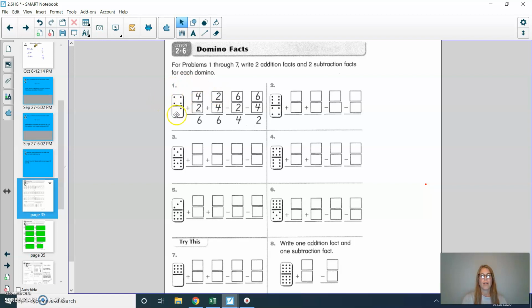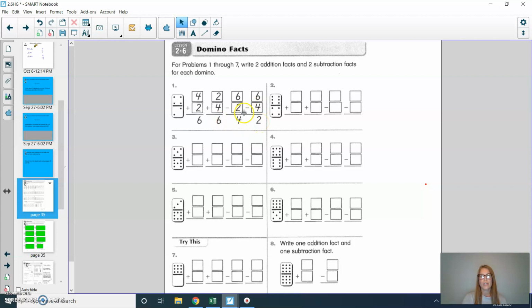They have 4 and 2. So they did 4 plus 2 equals 6, 2 plus 4 equals 6, and then notice how the symbol switched to subtraction. So now they're putting 6 on top. 6 minus 2 equals 4, and 6 minus 4 equals 2.